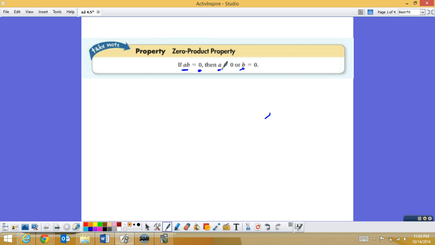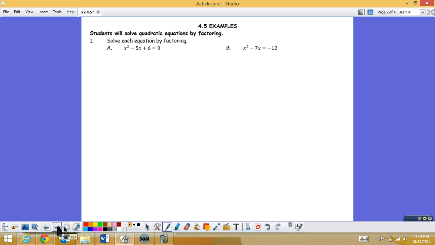So if you think about it, if you multiply something, say 6, and you get 0 for a product, that other thing has to be 0. So whenever you multiply two things together and you get 0 for a product, one of the two individual things has to be 0. So we're going to use that. We're going to factor and then solve each individual piece.